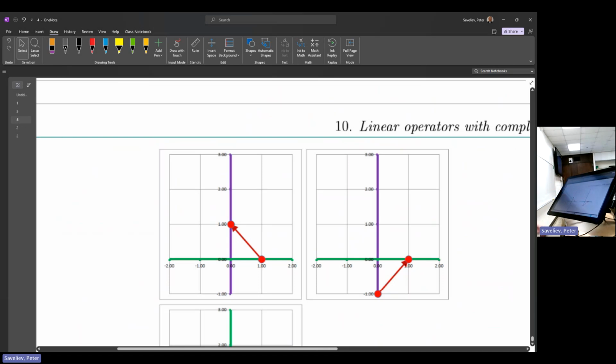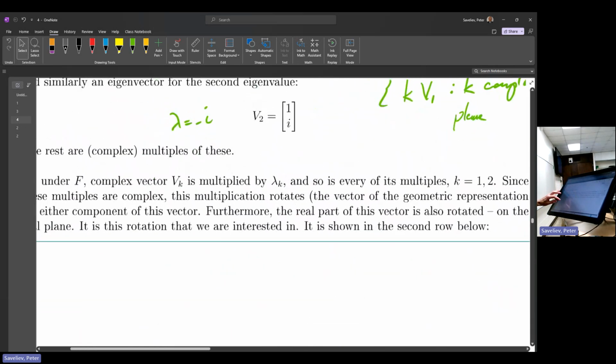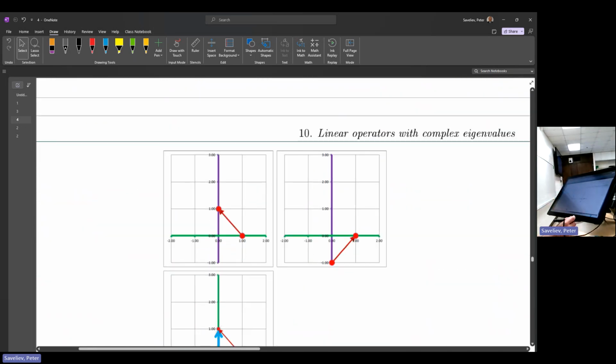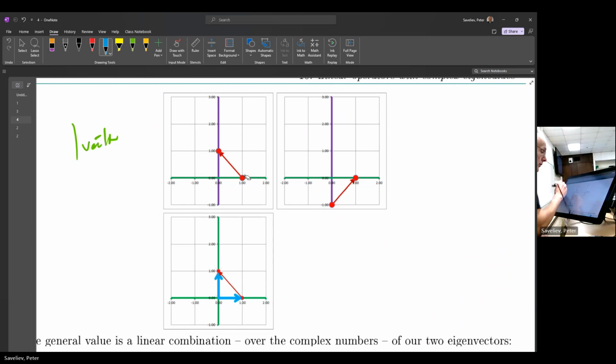So once again, the multiplication by i or by negative i. For example, my vector is right here, and it has two values. Its coordinates are 1 and negative i.